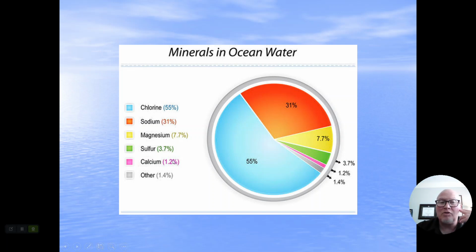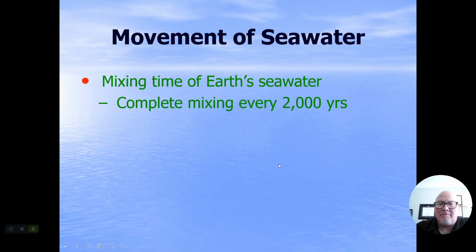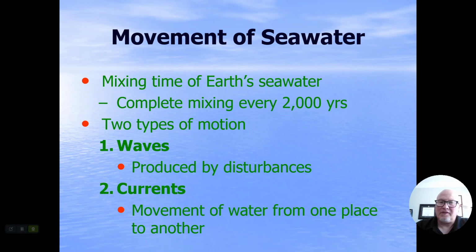But then there are other salts as well. You could have magnesium chlorides, calcium chlorides, and you've got some sulfur in seawater. So this is what we find in seawater. But the bulk of the salts you find in ocean water is, of course, sodium chloride. Seawater moves. For a complete mixing of all of the Earth's oceans, it'll take about 2,000 years, but the movement is constantly taking place.